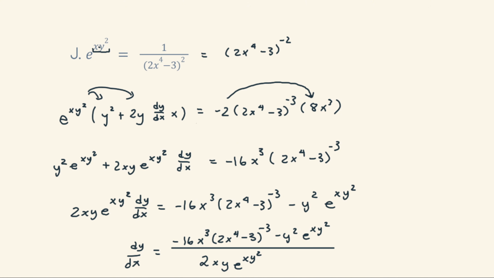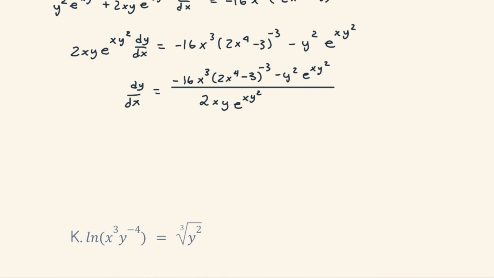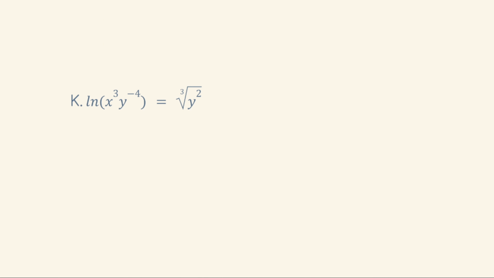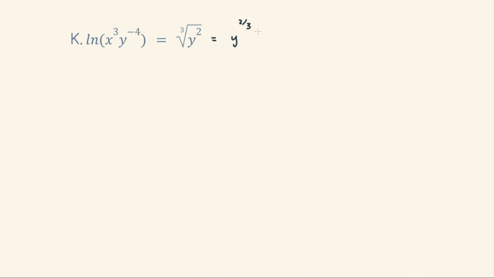All right. Oops. And let's scroll down a little bit here. Let's look at question K. Okay. So this one, this right-hand side here, we'll read this as y to the 2 over 3. And on this right-hand side here, once again, notice we have a log. So we can kind of split this up here. This is the same thing as ln of x cubed plus ln of y to the minus 4. And then once again, we can just bring those exponents out to the front, right? This is just 3 ln of x minus 4 ln y.